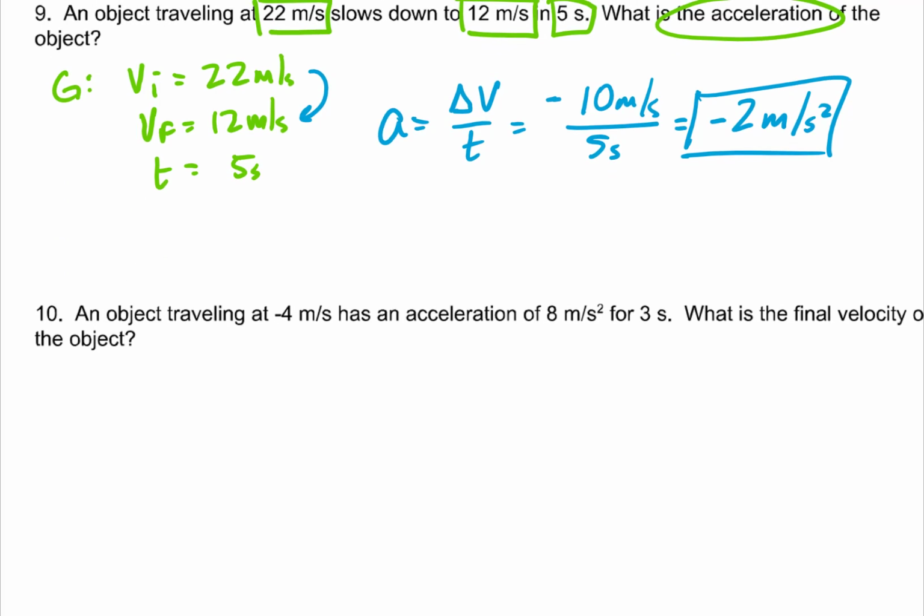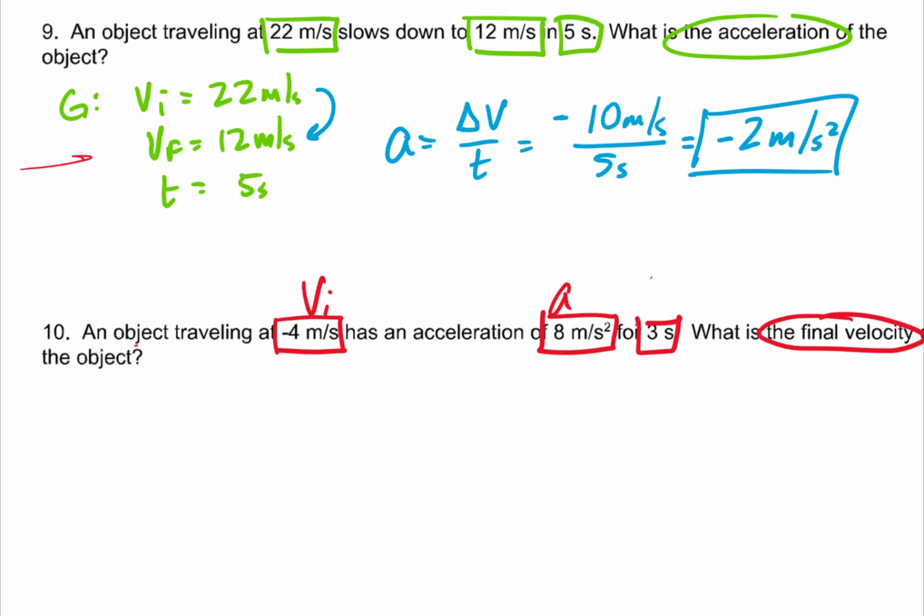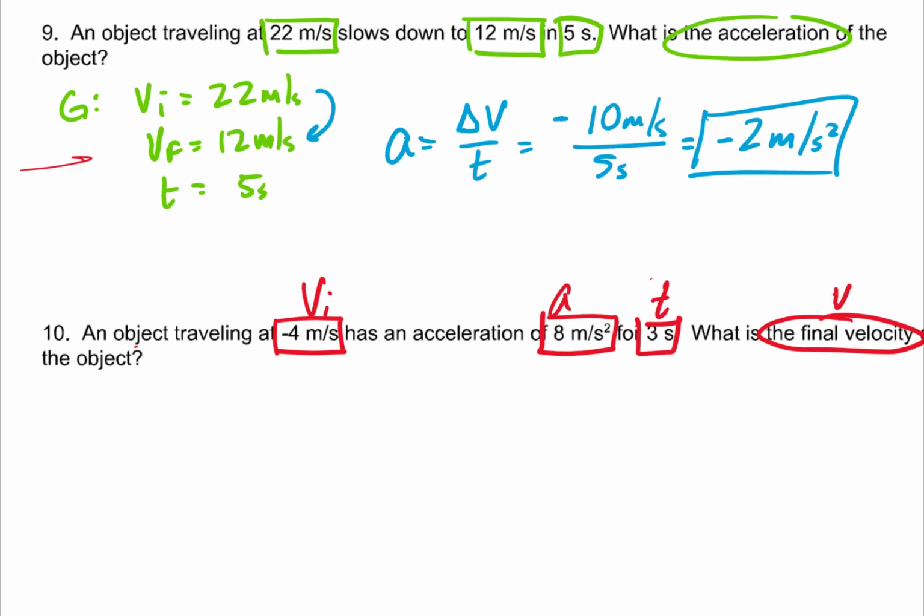Last one. An object traveling at negative 4 meters per second has an acceleration of 8 meters per second squared for 3 seconds. What is the final velocity? So if we look at this, here's a quick way that we can do this if you're not a fan of writing everything out like this. An object traveling at negative 4 meters per second, that is my initial velocity. Has an acceleration of 8 meters per second squared, that is my acceleration, for a time of 3 seconds. That's my time. I want to know the final velocity.